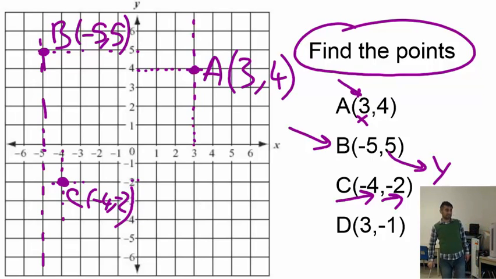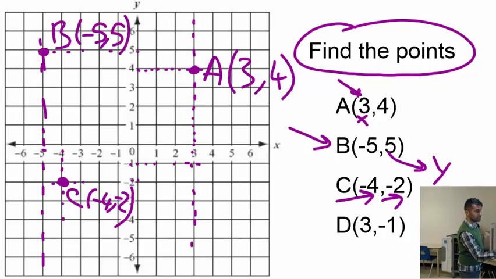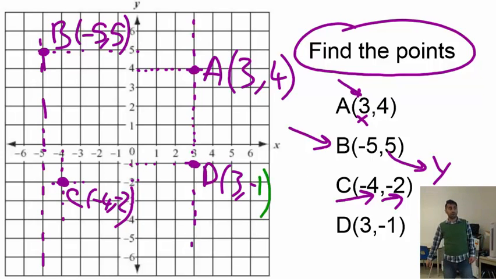Last but not least, D is at 3, -1. 3 is right here. I'm going to go down. And then -1 is right here. So that's where the coordinate is. The point is, let's name it D, 3, -1. All right, now let's look at the next example.